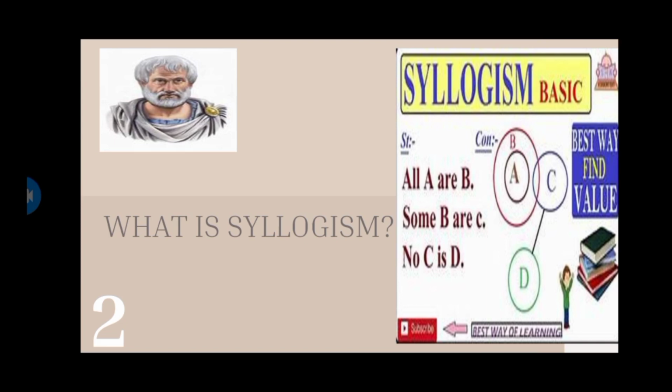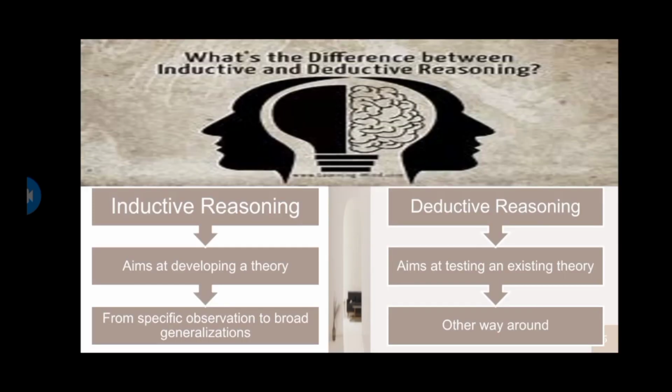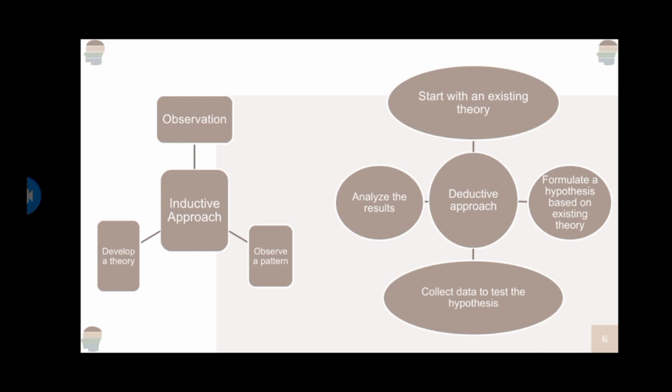The truth of the conclusion obviously depends upon the truth of the basic premise, which in this example was all men are mortal. The main difference between inductive and deductive reasoning is that inductive reasoning aims at developing a theory, while deductive reasoning aims at testing theory. Inductive reasoning moves from specific observation to broad generalization, and deductive reasoning the other way around. When there is little to no existing literature on a topic, it is common to perform inductive research because there is no theory to test.